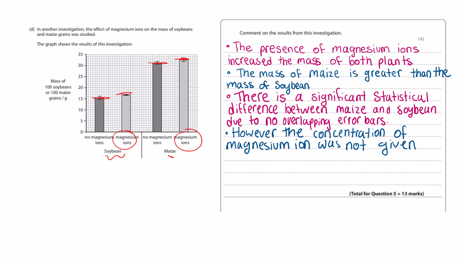So my second point is the mass of maize is greater than the mass of soybean. The third point is there is a significant statistical difference between maize and soybean due to no overlapping error bars. However, the concentration of magnesium ions was not given. You could also mention that the soil conditions or growth conditions were not given.